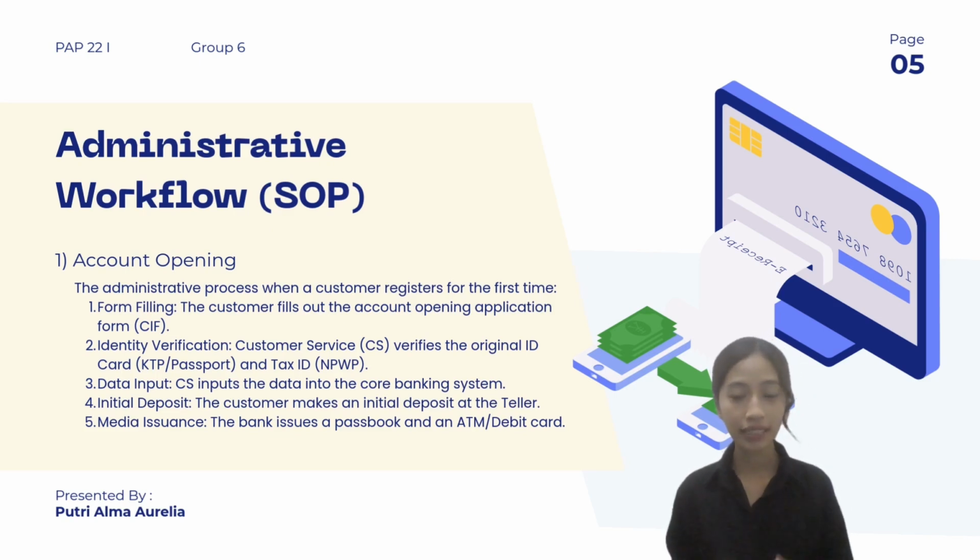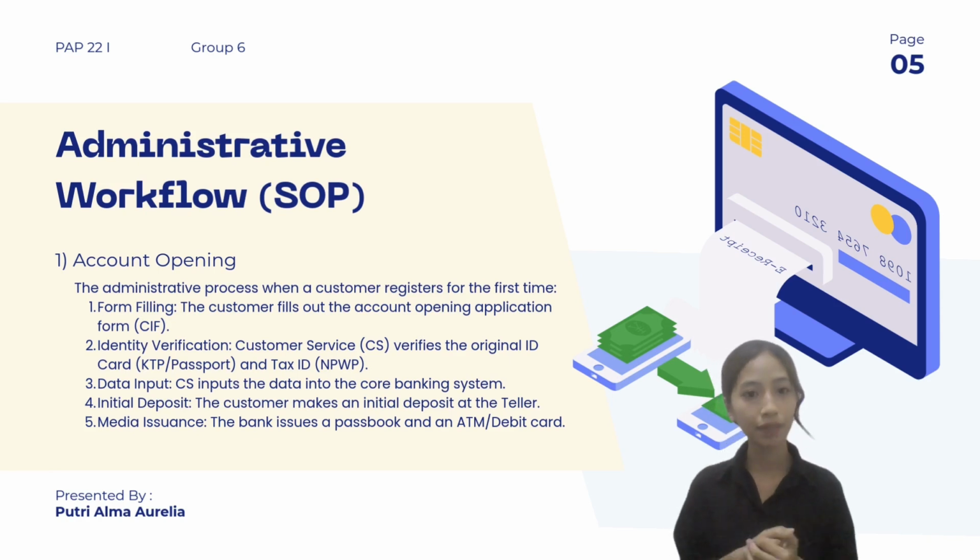Next, what is the administration procedure when a customer opens a new account? There are 5 steps. The first is form filling. The customer fills out the application form to generate the CIF. The second is identity verification. Customer service will verify the original ID card like KTP or passport and tax ID like NPWP.